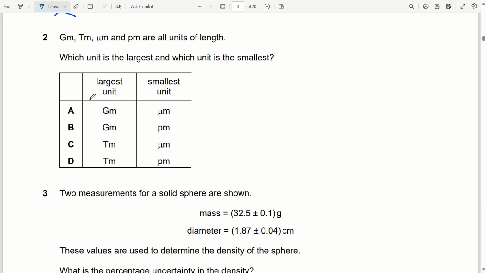Second question: GM, TM. So GM here is gigameter, TM is terameter, then micrometer, picometer. So these will be 10 raised to power 9, 10 raised to power 12, 10 raised to power minus 6 and 10 raised to power minus 12. So the largest unit is terameter and the smallest is picometer. So option D is the correct one.